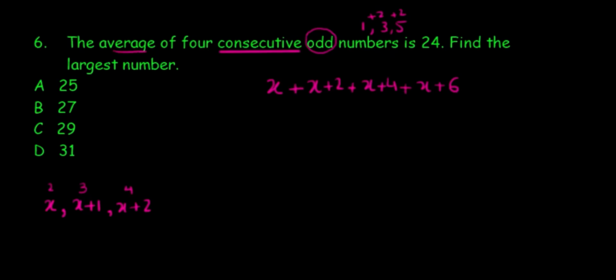1, 2, 3, 4. These are the 4 numbers, right? The first, the second, the third, and the fourth one. The average of them, which means divided by 4, is 24. Find the largest number. That's it. The largest number should be x plus 6.